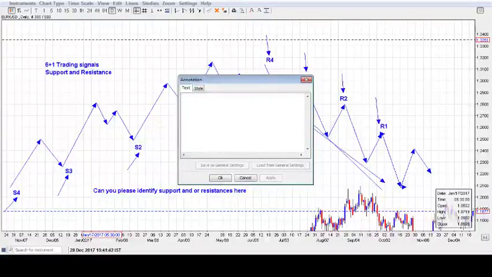Okay, so support, it would be a morning star. At every support, it would be either a morning star or a tweezer bottom, or an engulfing bullish.